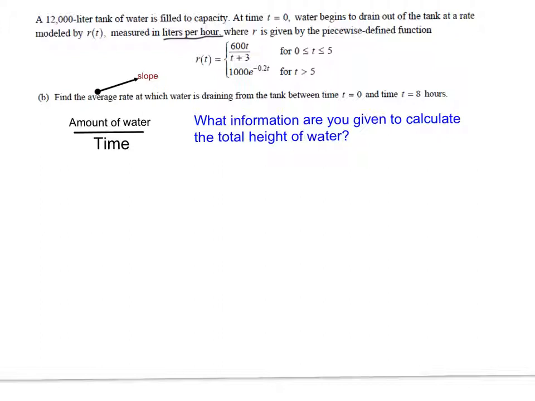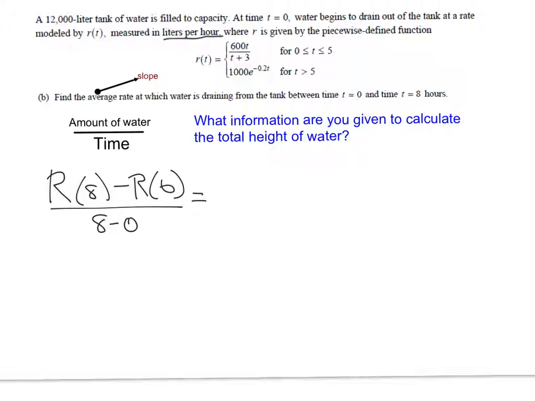Okay, for this example then, average rate, again, it's the average rate at which the water is draining. So we would need to find capital R of 8 minus capital R of 0 all over 8 minus 0. Now I'm using capital R because that would be the antiderivative. But I'm not given the antiderivative, I'm given the rate. So then I would have to go the integral of the rate.